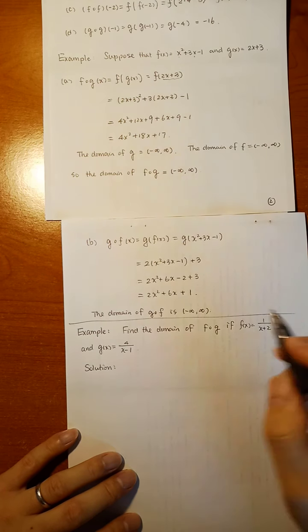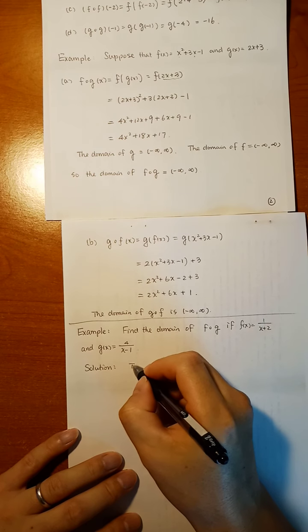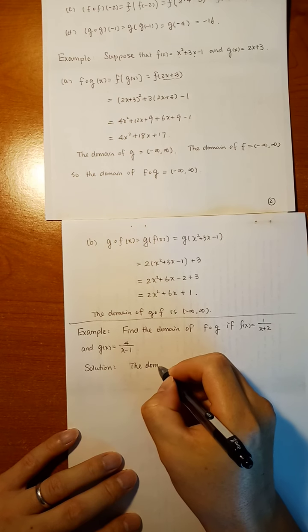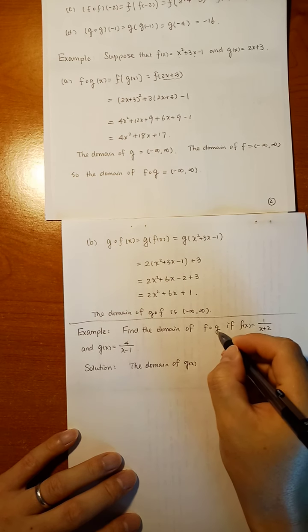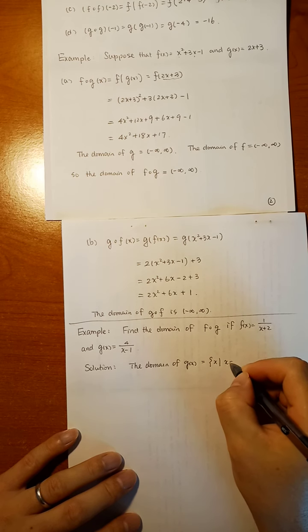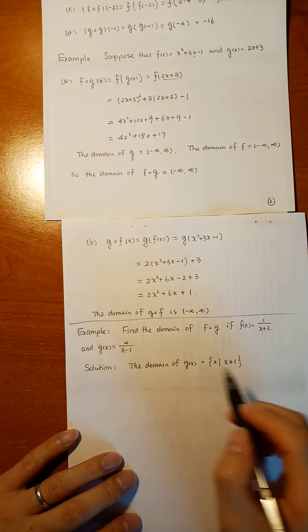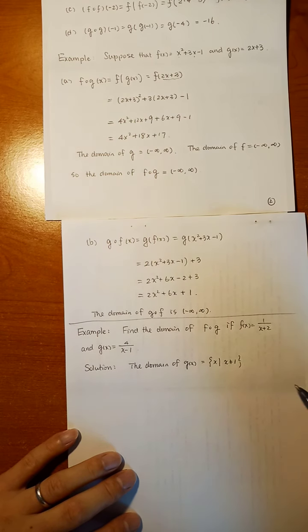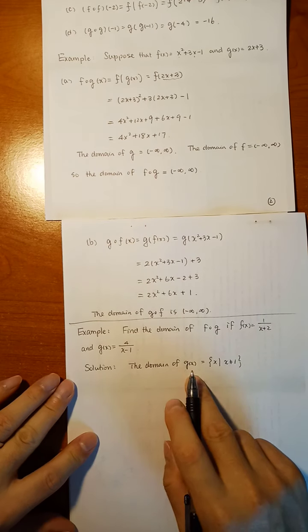In order to find the domain, first we need the domain of g. The domain of g(x) is the set of all real numbers such that x is not equal to 1. When x is equal to 1, the denominator is 0, so that's not allowed. Okay, so this is the domain of g.